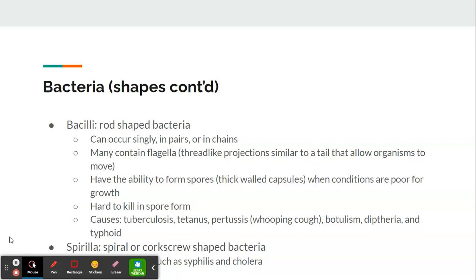We'll see these bacilli cause things like tuberculosis, tetanus, pertussis or whooping cough, botulism, diphtheria, and typhoid. And then our last shape is going to be spirilla or spiral or corkscrew shaped bacteria, which is going to cause diseases like syphilis and cholera.